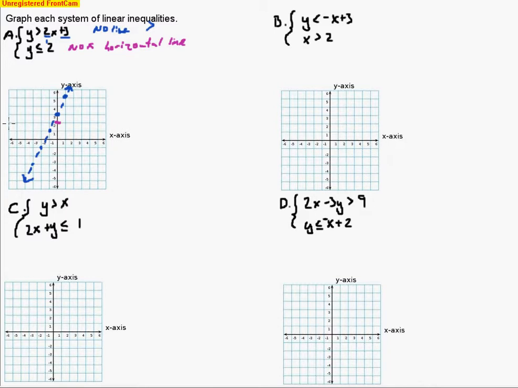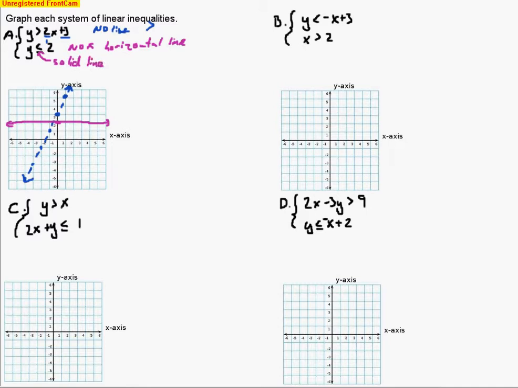Now notice I'm drawing a solid line here. You know why it's solid and not dashed? Well, look at the line underneath the inequality sign right there. This tells you that we're going to end up having that solid line. And so from there, what we need to do is figure out the shading for both.